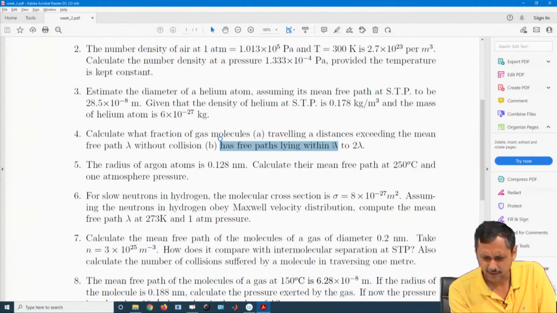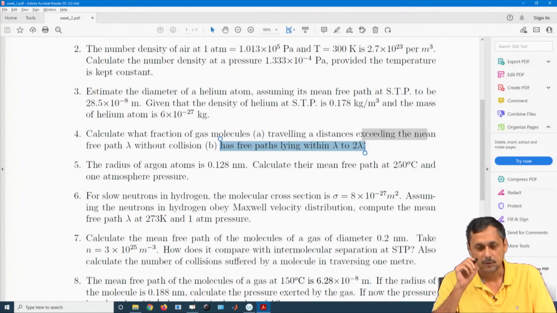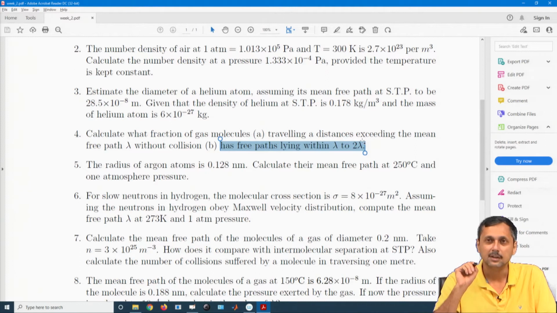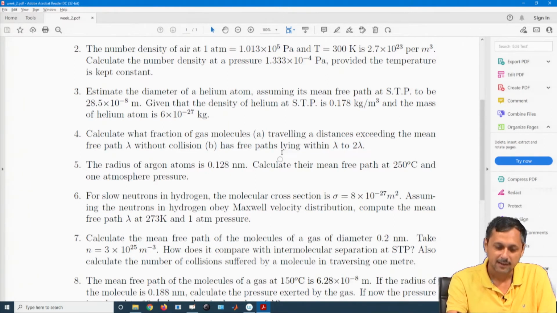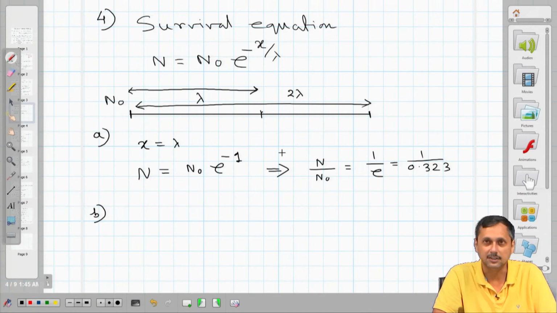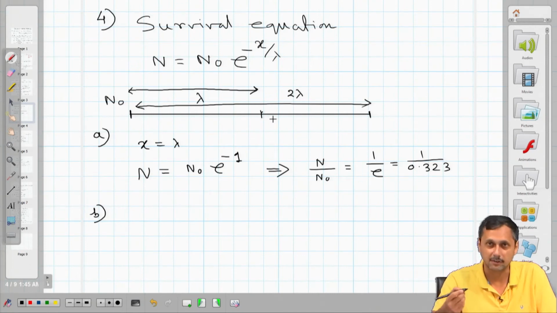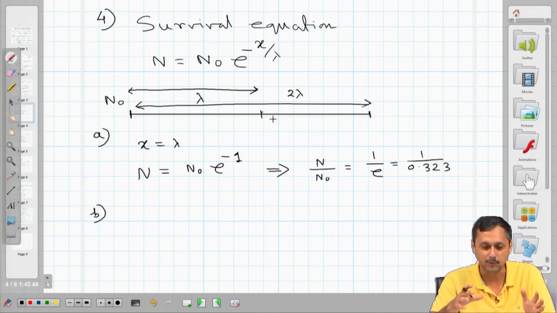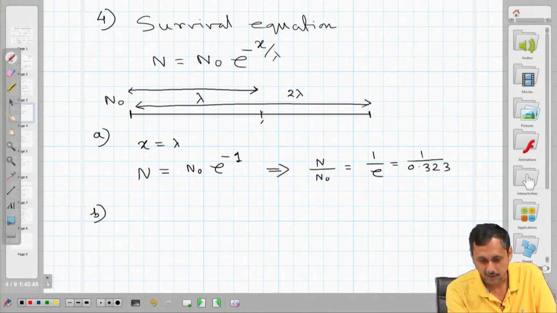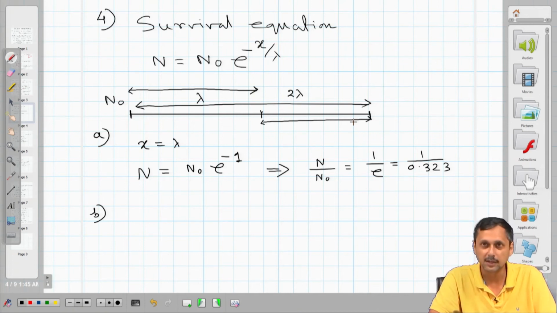Has free paths lying within lambda and 2 lambda. So, we have to basically compute the fraction of molecules that will suffer a collision, on an average of course, because these are all overall ensemble average values, traveling from lambda to 2 lambda. Now, how will you do that? We already know the fraction that will survive till lambda.